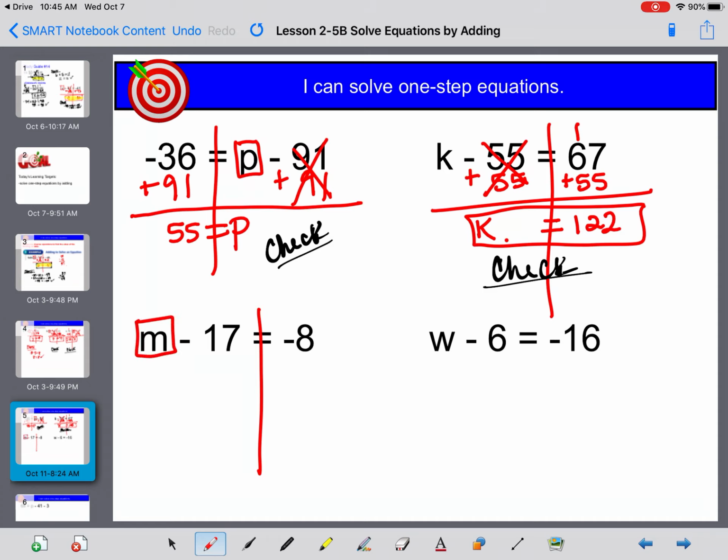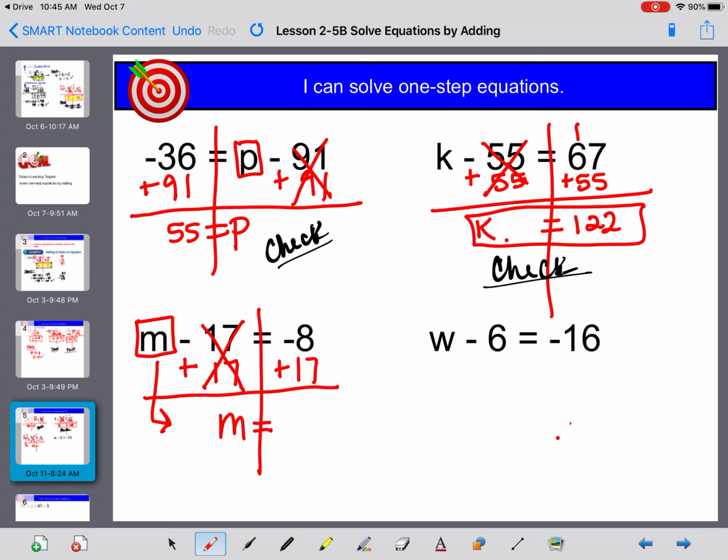The next one, I'm trying to find the value of m. M is subtracting 17. The inverse of subtraction is adding. So I add 17 to both sides. Then I write what it's equal to. So make sure you're drawing that long bar. Negative or minus 17 plus 17 equals 0. Make sure you're using that x to show that that's gone. What's remaining is the m. That's all I have to write down here on the left. Then I write my equal to right on that vertical line. Negative 8 plus 17.